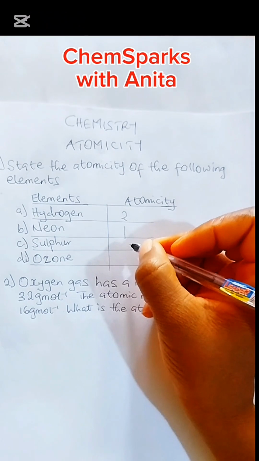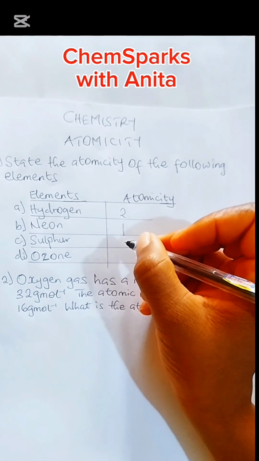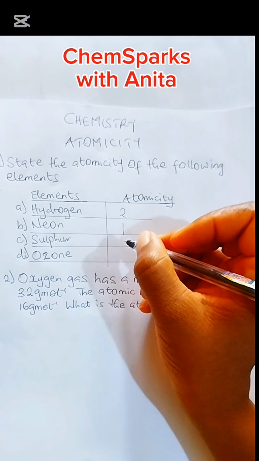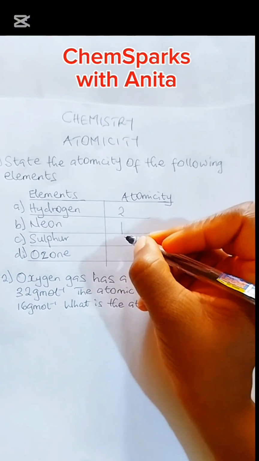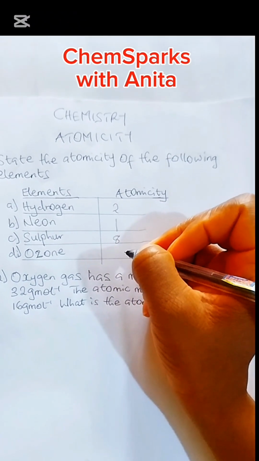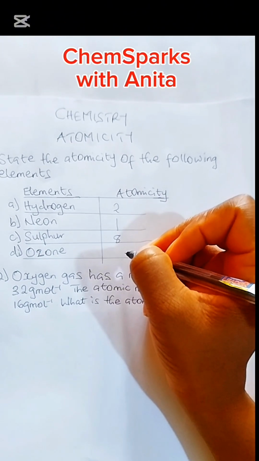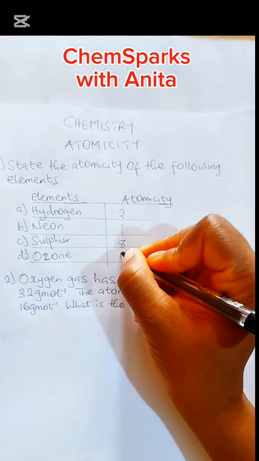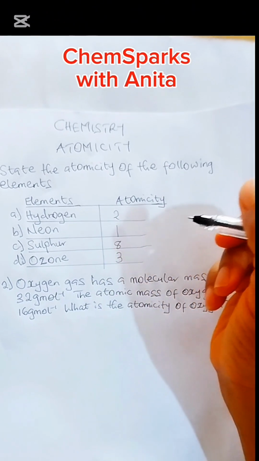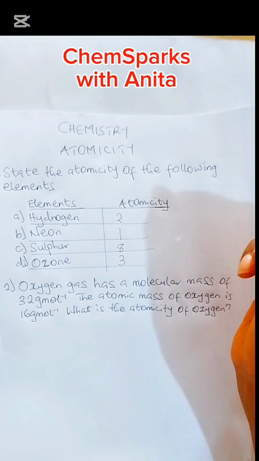The atomicity of sulfur is what? Remember we said that sulfur has 8 atoms present in a molecule of sulfur. So the atomicity of sulfur is what? 8. We have 8 as the atomicity of sulfur. What is the atomicity of ozone? The atomicity of ozone is what? 3. So ozone has 3 atoms of oxygen present in a molecule of ozone. So the atomicity of ozone is 3.